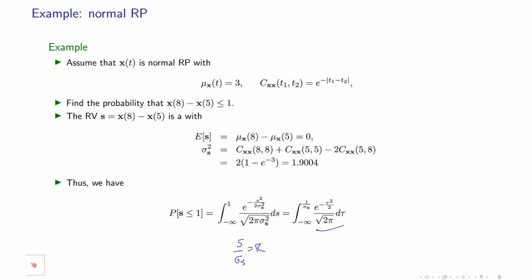So if you replace that, if you replace s by minus infinity, your new variable becomes minus infinity, and if you put s equal to 1, you get 1 over sigma s. So this will become the error function, and then if you calculate it for this value of a square root of that, you get this number.